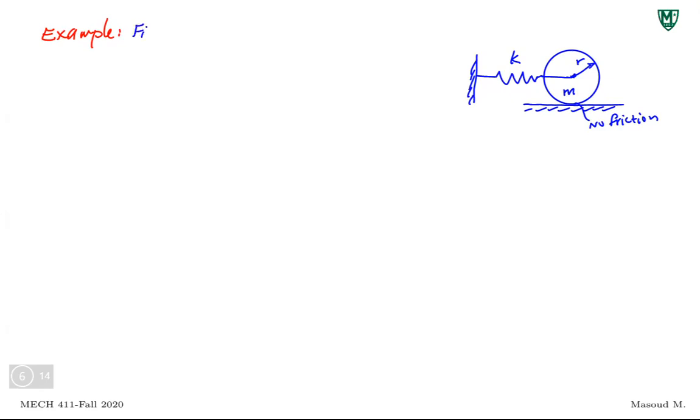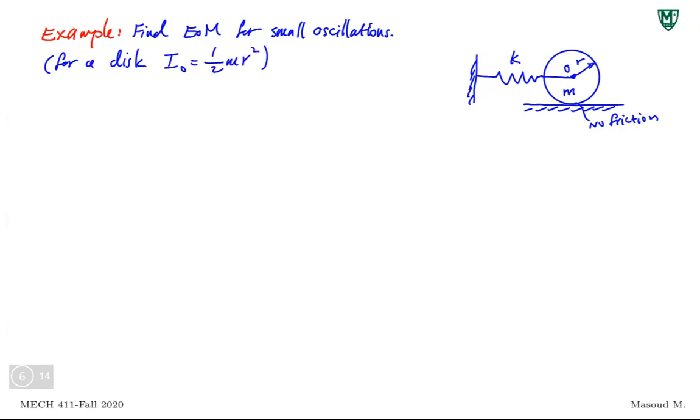So find the equation of motion for small oscillations. You'll see why. And for a disk, the mass moment of inertia I, if I call this point O, the center of the disk, is 1/2 m r squared. Hopefully you know that from dynamics. When you have a disk rotating around its center, the mass moment of inertia is 1/2 m r squared.